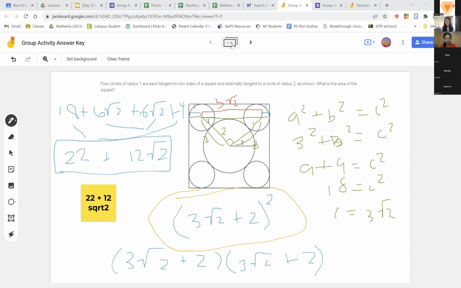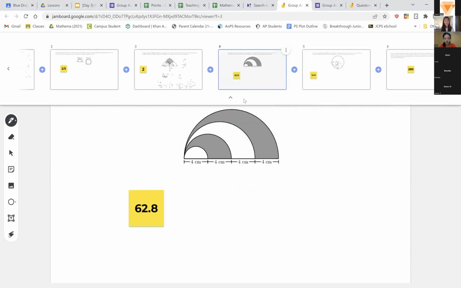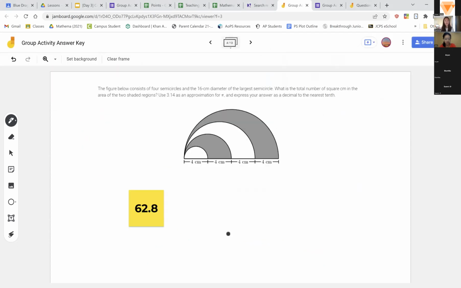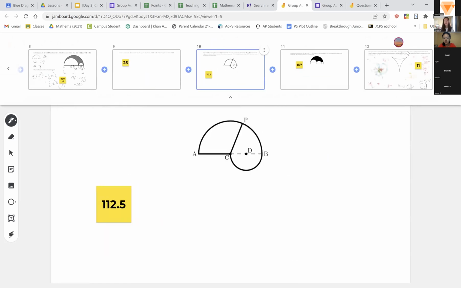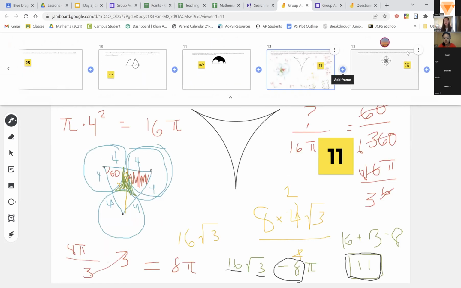Second and third place were close, but the first place winners, you guys were pretty far ahead. I'm not going to tell you exactly what second and third got, but the answer to number 4 was 62.8. What was the answer to number 13? Number 13 was 32 pi minus 64.